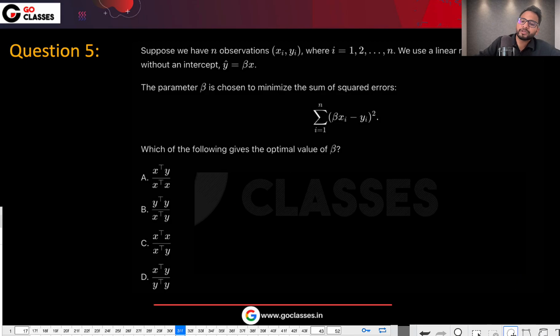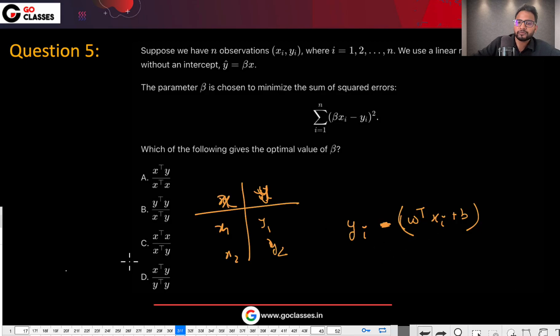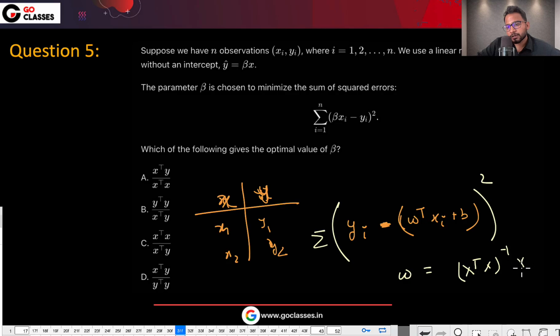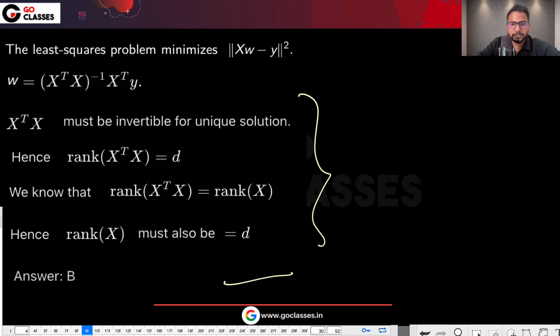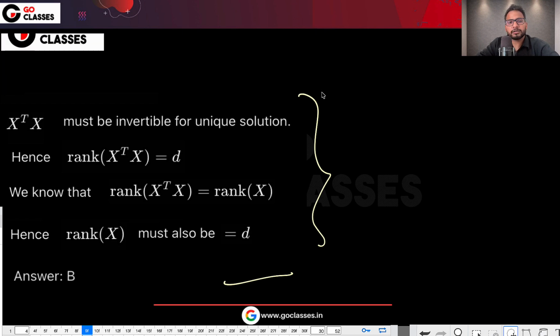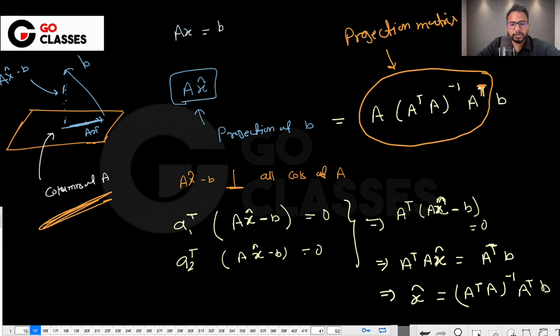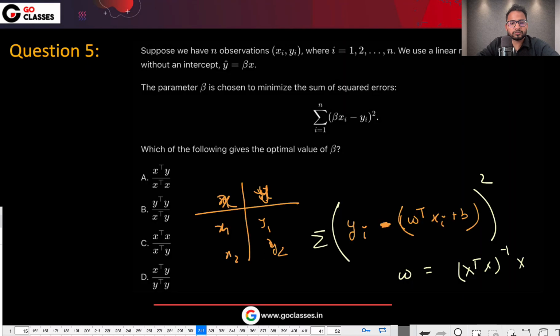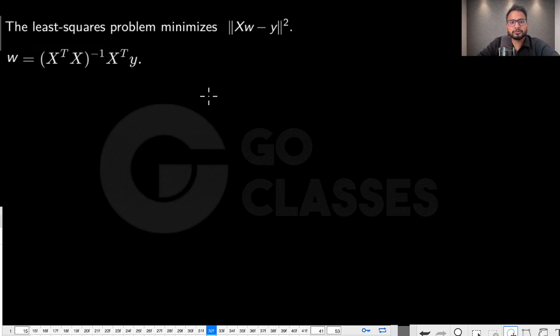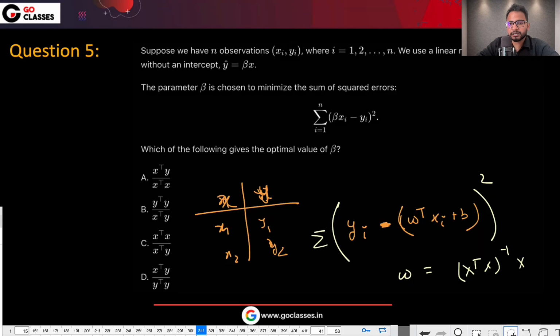In fact, we have done this and gotten the final answer in matrix and vector form also. The final answer here was W coming out to be x transpose x inverse, x transpose y. We have solved these kinds of questions already. If you just minimize like this, you were getting this in the matrix form. But now they are asking whether you can do this in the scalar form also. In the scalar form, the xi's are scalars here. So let's just quickly do it.